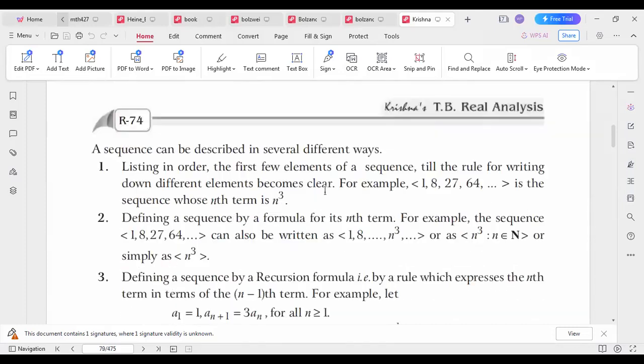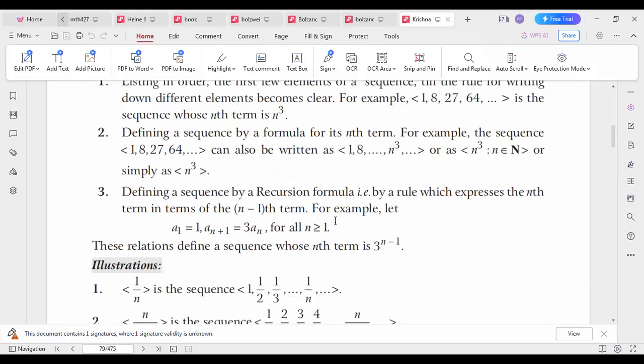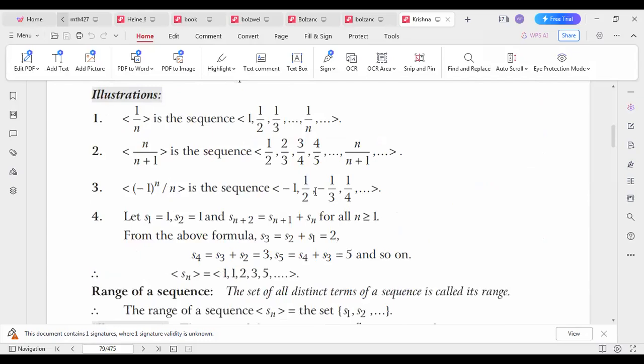So there are different examples. We can list the first few elements of a sequence, for example 1, 8, 27, 64 is the sequence whose nth term is n cube. We can also write a sequence by a formula for the nth term, or by a recursion formula. For example, 1 by n is the sequence 1, 1 half, 1 by 3, etc. And n by n plus 1 is also a sequence. And minus 1 to the power n divided by n is also a sequence.